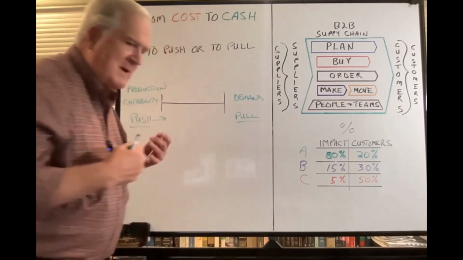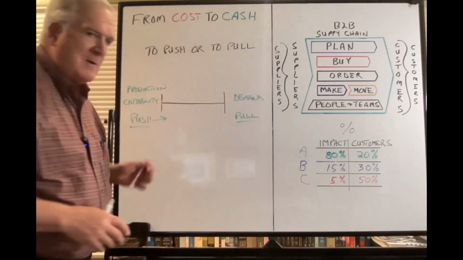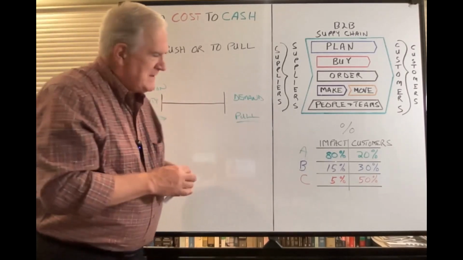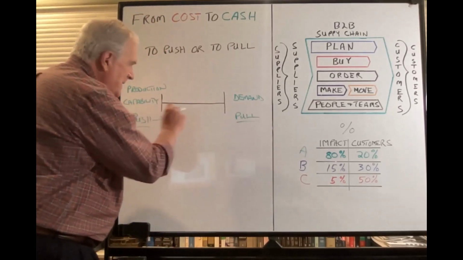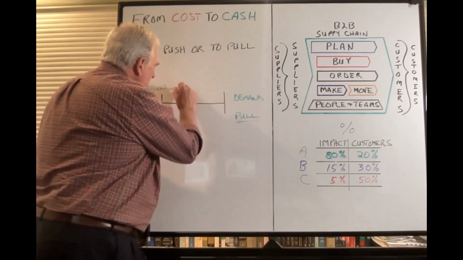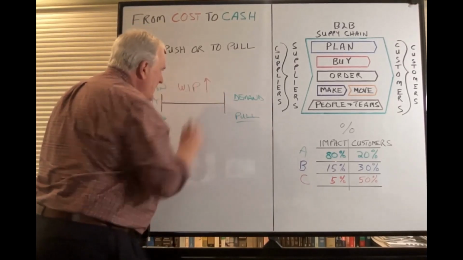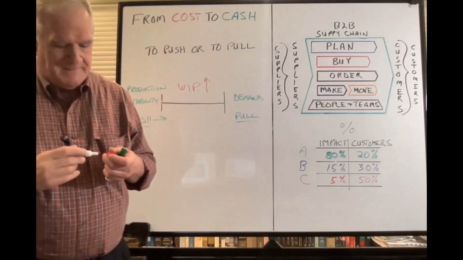Now, my experience is there's not a totally right answer one way or the other. It's a little bit of a balancing act. And if you increase your production capability beyond your demand, you end up with work in process inventory going up. And it'll get to pretty extreme levels pretty quickly.